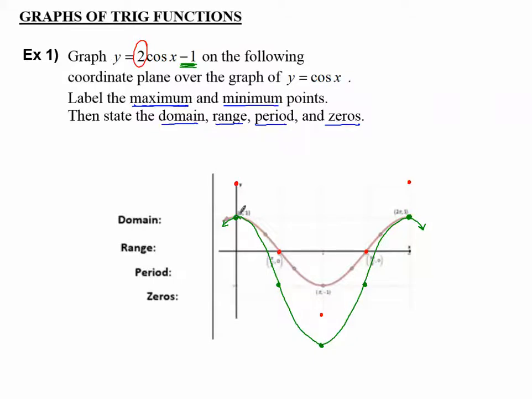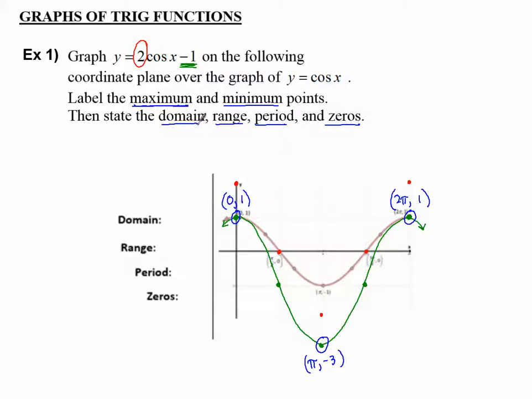So this maximum point is 0, 1. This maximum point is 2 pi, 1. This minimum point is pi, negative 3. So it's still at pi, but it was stretched by 2 and then moved down 1.